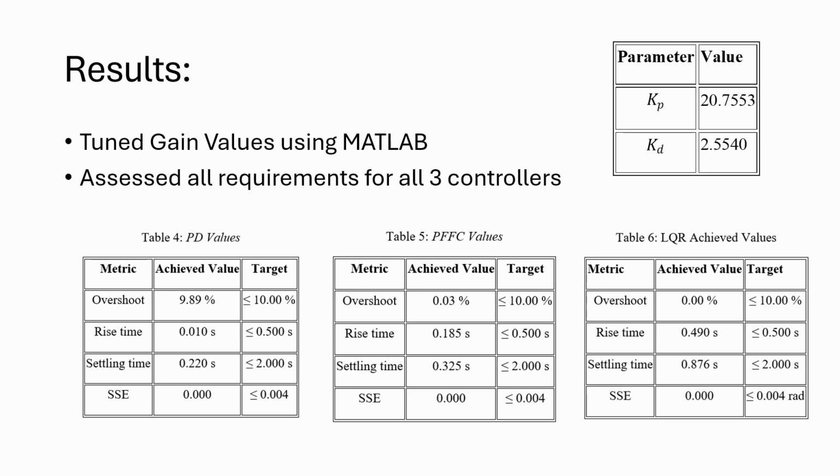Both of these had very, very low steady state error, to the point that they were almost unrecognizable. It wasn't even worth putting, it was well under the target goal. The LQR had 0 overshoot, so it went up and approached the goal but never went over. It had a rise time of 0.49 seconds, so it almost went right up to that target line, and it had a settling time of 0.876 seconds. All of these were well under the settling time requirement, and that could probably be lowered and adjusted. They also all had very, very low steady state error, so neither of those conditions were a problem for these systems.